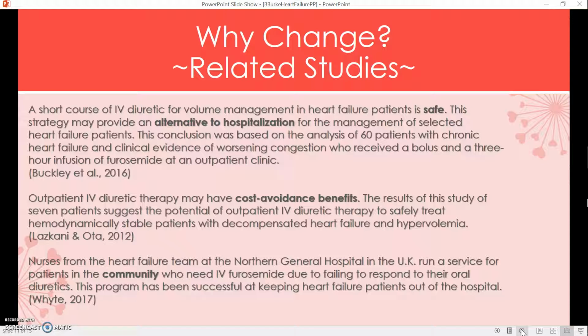And there is a heart failure team at Northern General Hospital in the UK with a service run by nurses for patients in the community who need IV Lasix due to failing to respond to their oral diuretics. This program has been successful at keeping heart failure patients out of the hospital.